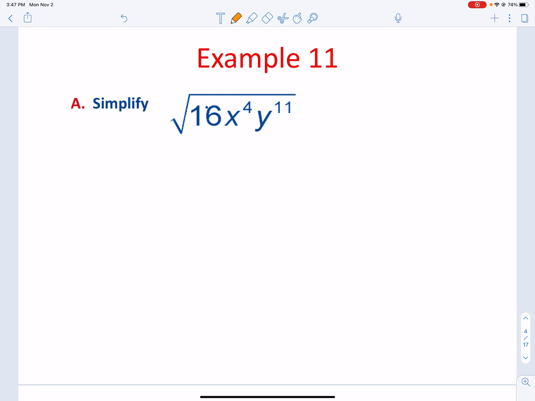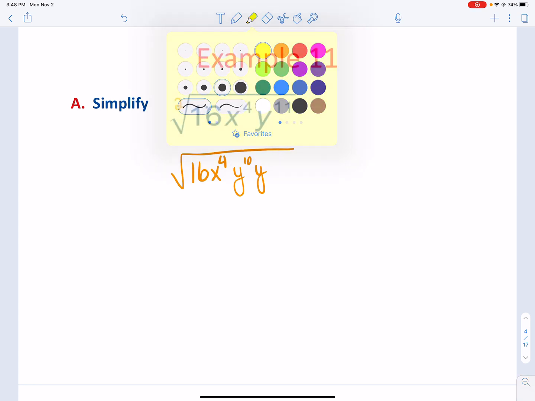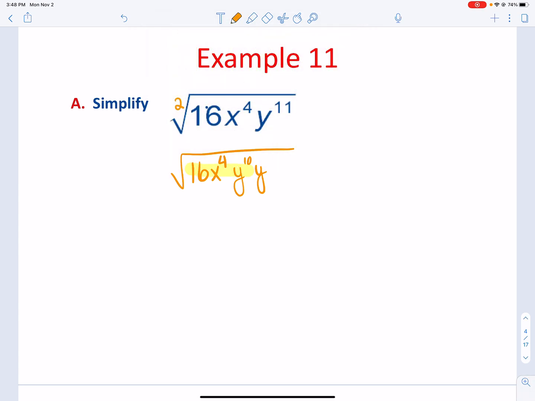All right, if I work it out, the 16 is okay. And like I said, some kids simplify that. The one that's not okay, and this is a squared, so I'd rewrite this as y to the 10th times y. All 3 of these are perfect squares, so that would become 4x squared, y to the 5th, root y.